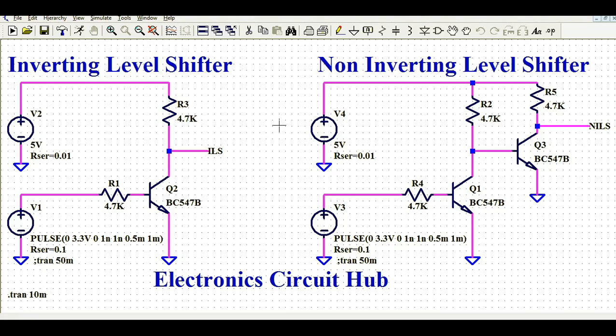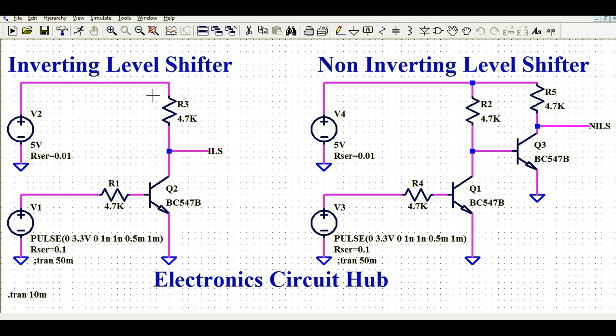So today we are going to understand inverting and non-inverting level shifters. We will understand what the inverting level shifter is, what the non-inverting level shifter is, and what the difference between them is. Later I'll run the simulation and show you the waveforms of both. So let us first understand the inverting level shifter.